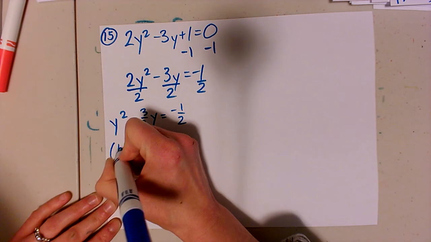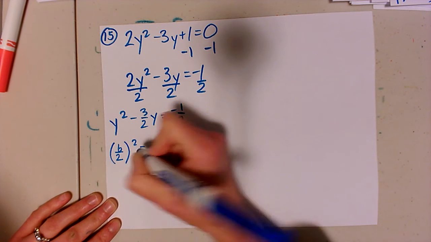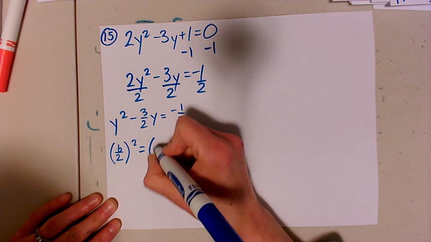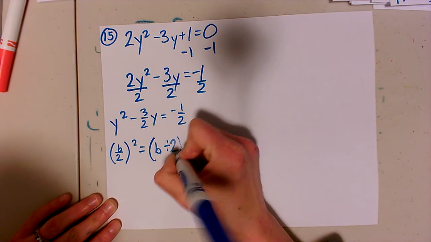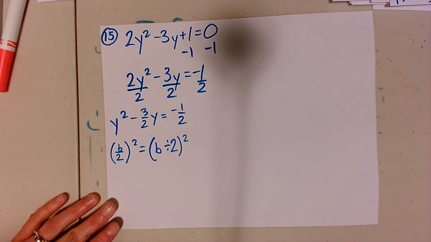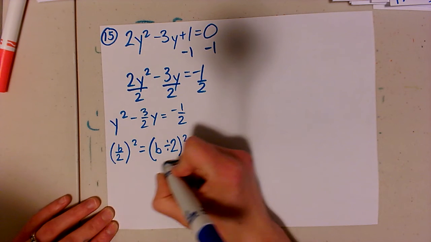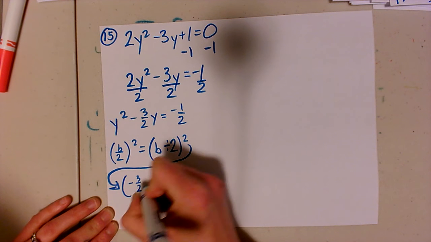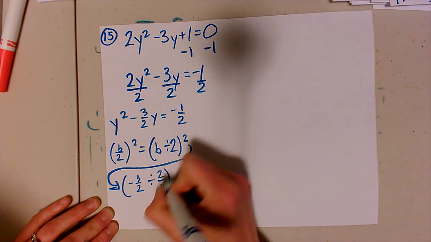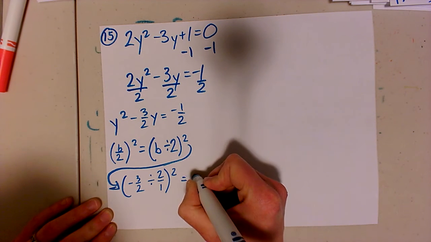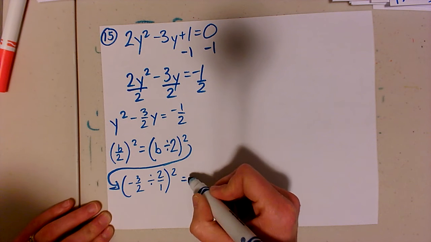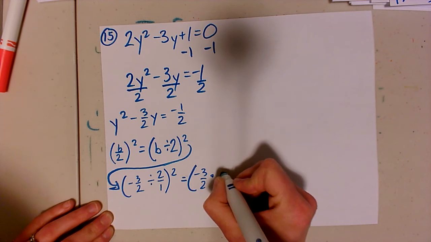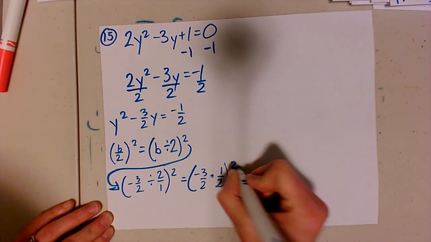Now I'm going to figure out b over 2 squared, right? If it helps you when you have fractions in these types of problems, you could think about that as b divided by 2 squared. Sometimes it's a better way to work with it when you have fractions like this. Our b for this problem is negative 3/2. So I'm going to have negative 3/2 divided by 2 over 1, which is going to turn into negative 3/2, division turns to multiplication, times 1 over 2 squared.